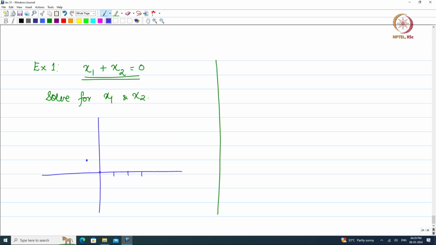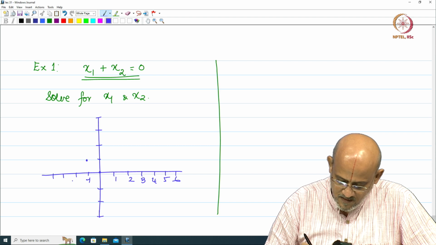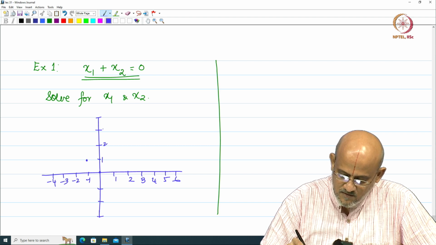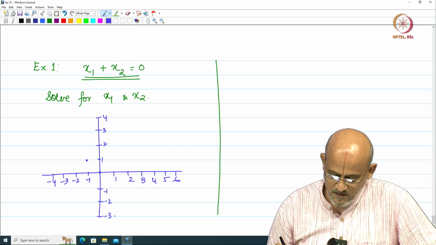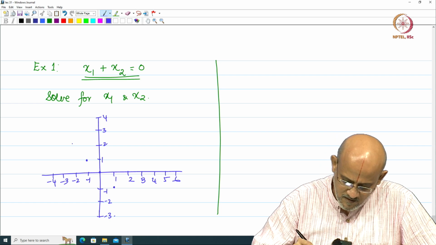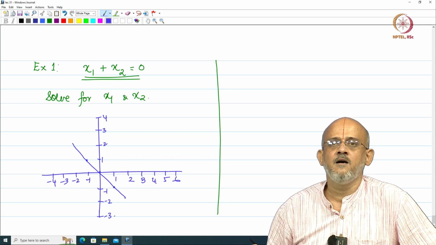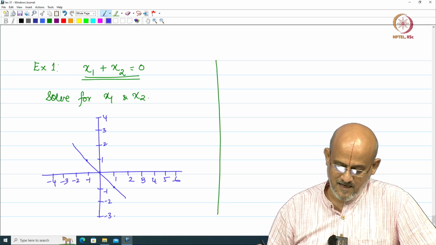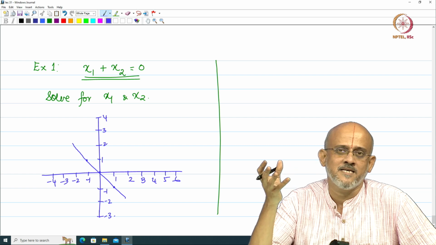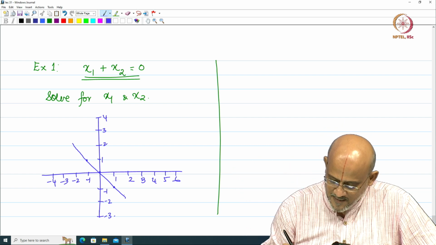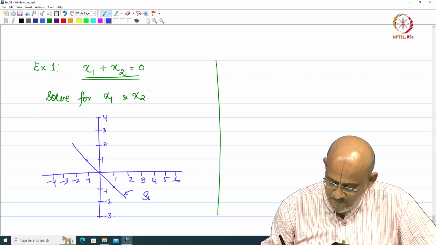Let us mark all these points. I have 0, 1, 2, 3, 4, 5, 6, minus 1, minus 2, minus 3, minus 4, and so on. Now what is the geometry of x1 plus x2 is equal to 0? It is going to be a line passing through the origin and through the point 1 comma minus 1. Now we already know that a line passing through the origin is a subspace of a higher dimensional vector space. So in this case, this line is a subspace of R2.